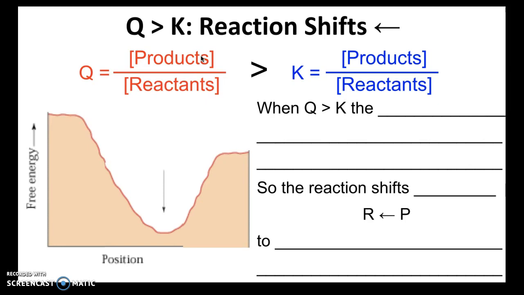Okay, so what happens when Q is greater than K? The reaction is going to do the opposite. It's going to shift to the left, shift towards making more reactants. So why is that?